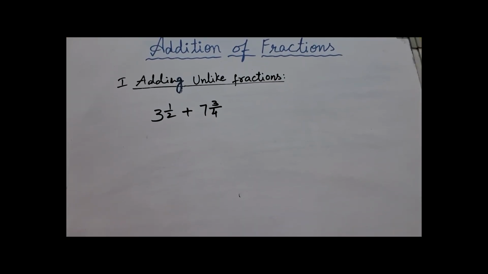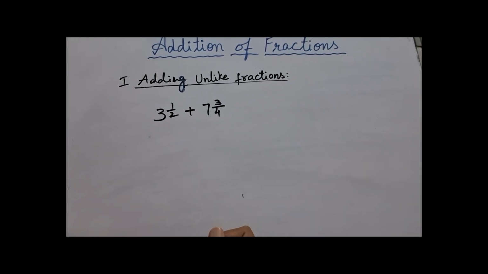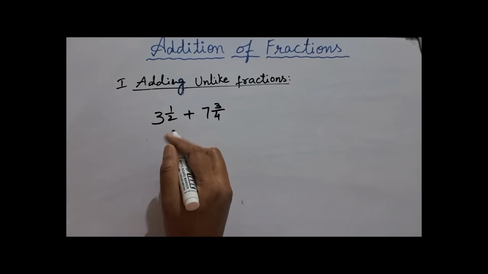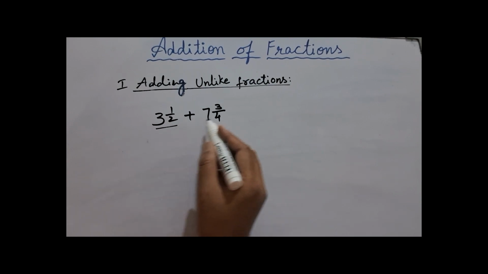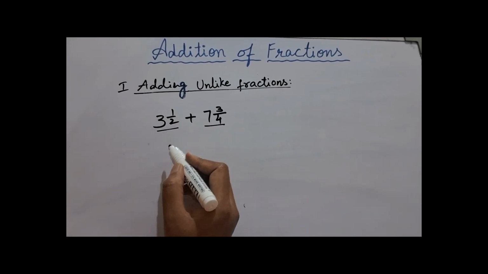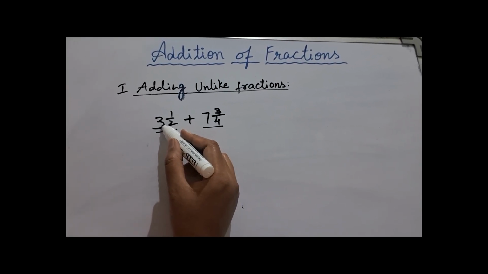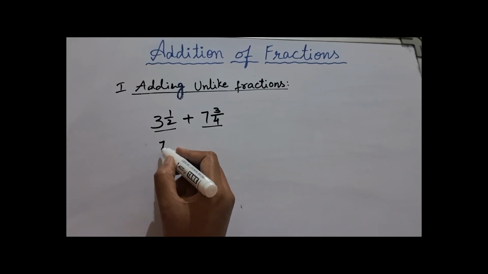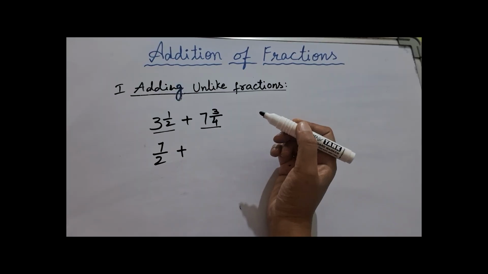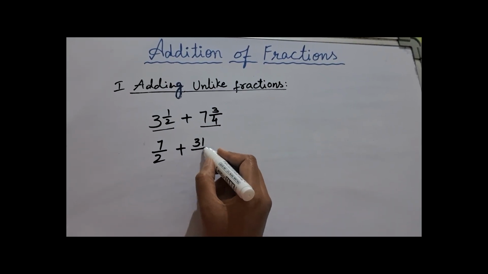Let's take another example children. Here two mixed fractions are given. How to add two mixed fractions? Here you need to convert the mixed fractions to improper fractions children. So converting this mixed fraction to improper fraction, what we'll get? 3 into 2, 6 plus 1, 7, so 7 by 2, and this is what? 4 into 7, 28, 28 plus 3, 31 by 4.